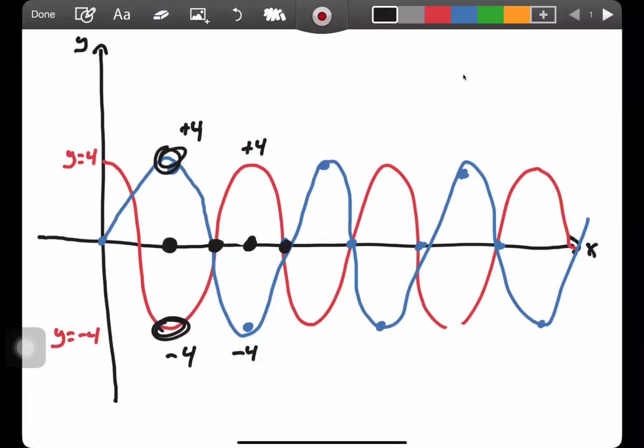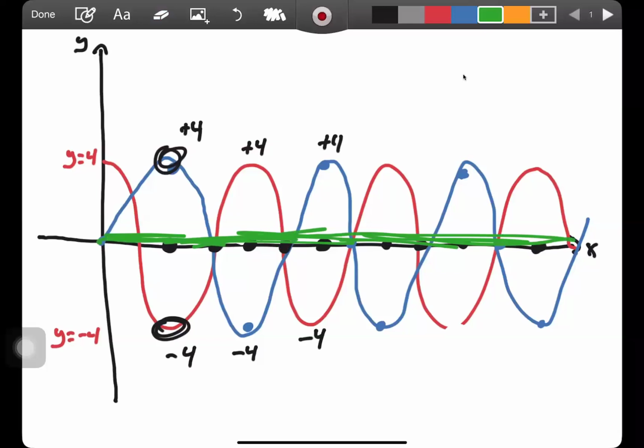And now the blue is at a peak again, +4, but this is at -4 for red. So what do you have? 0. So you should probably notice a trend here. The addition of two waves that are out of phase by precisely 180 degrees. I'll give it some color here. The resultant wave is just a flat line.